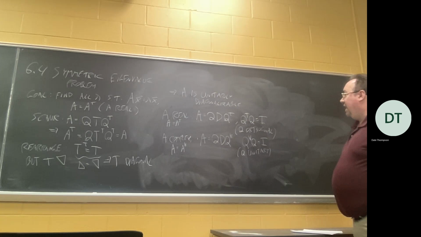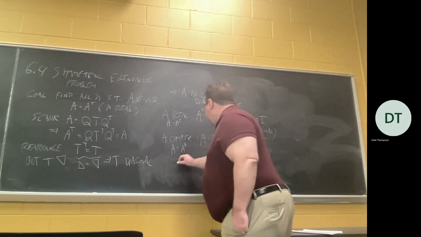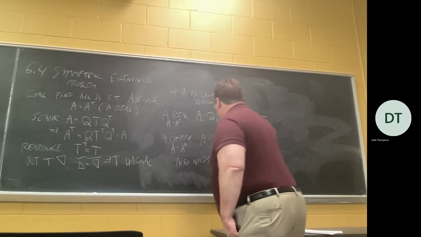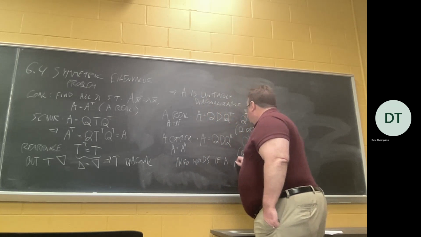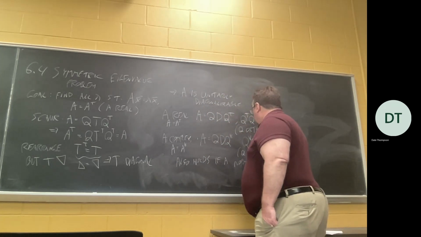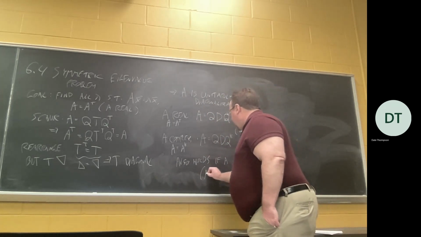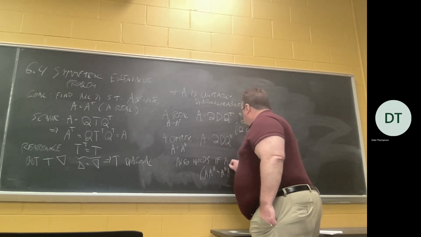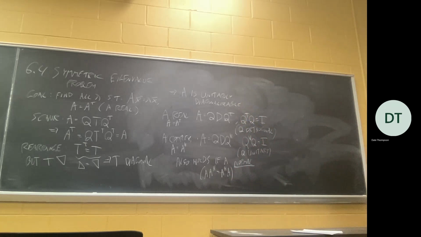Okay. I can make a somewhat stronger statement in this. This also holds, A is unitarily diagonalizable if A is normal. Meaning that A commutes with its own Hermitian transpose. For example, if A is a skew symmetric matrix, so A is equal to minus A transpose, that also works.